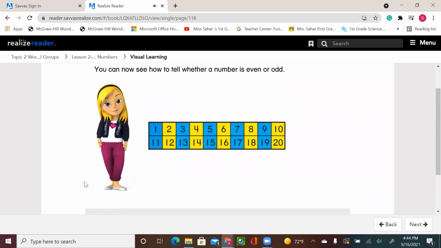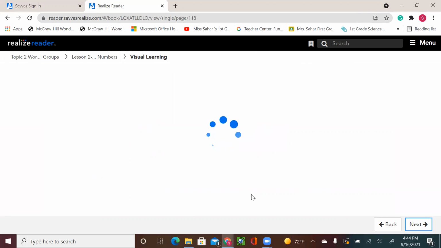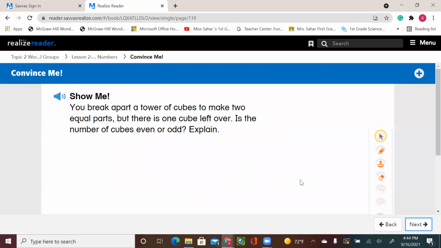You can now see how to tell whether a number is even or odd. Right? So this is how they tell you. You break apart a tower of cubes to make two equal parts. But if there is any cube left, that means your number was not even, it's odd, because you could not split them into two equal parts.